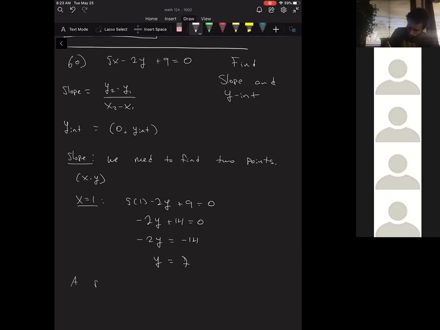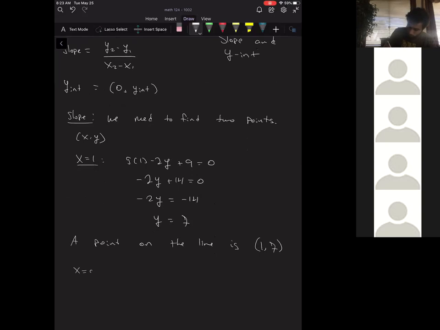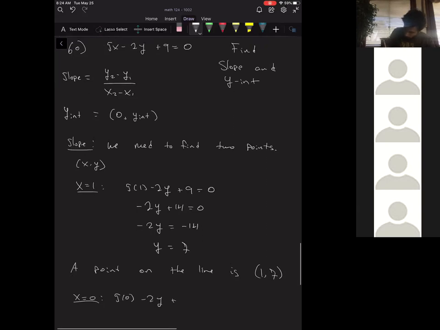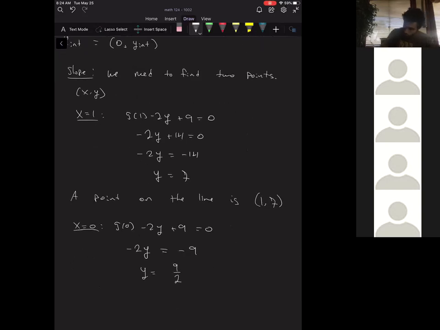So a point on the line is (1, 7). So that's one of the points on the line. Let's find another point on the line. How about we let x be 0, because that way we'll get the y-intercept. So when x is 0, here's our equation, we're going to get 5 times 0 minus 2y plus 9 is equal to 0. Now to solve for y, we get minus 2y is equal to minus 9. And then divide by the minus 2, we get y is equal to 9 divided by 2. So this point on the line is going to be the point (0, 9/2).